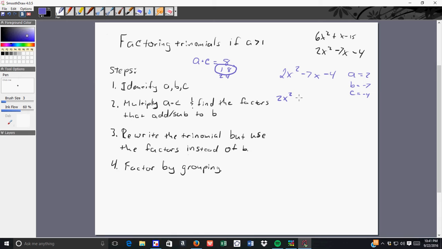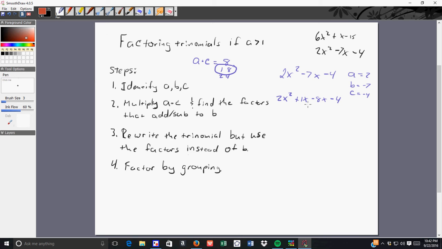So in order to do that, I'm going to say, well, 1 and 8, how do I get -7? I need a positive 1x, I need a -8x. Positive 1x and -8x equals a -7x. I still have my -4. Now, the next step's a little clever. What I'm going to do is rewrite the trinomial but use the factors of b instead, and I've done that. So now it's 2x squared plus 1x minus 8x minus 4.